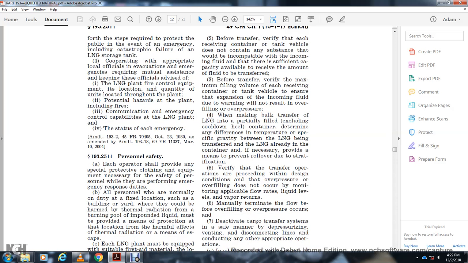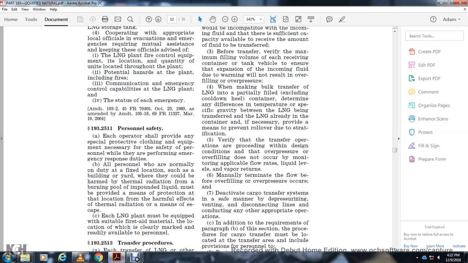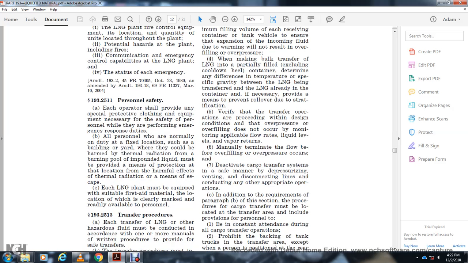Deactivate the cargo transfer system in a safe manner, depressurizing and disconnecting lines before conducting any other appropriate operations. In addition, the requirements of the paragraph B section of the procedure for cargo transfer that must be located within the transfer area include the provision of personnel being in constant attendance during all cargo transfer operations.